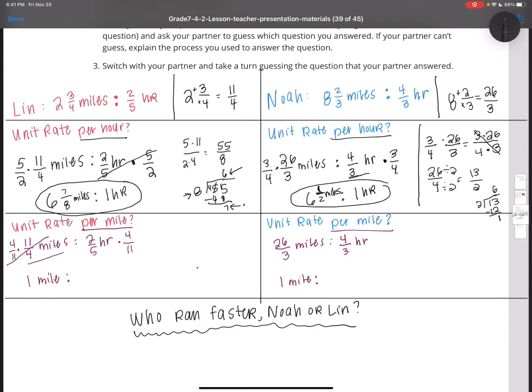And now I have 8/55. Okay? So 8/55 of an hour. Okay? So then we have to do the same method that applies for Noah. Okay? So 3/26.